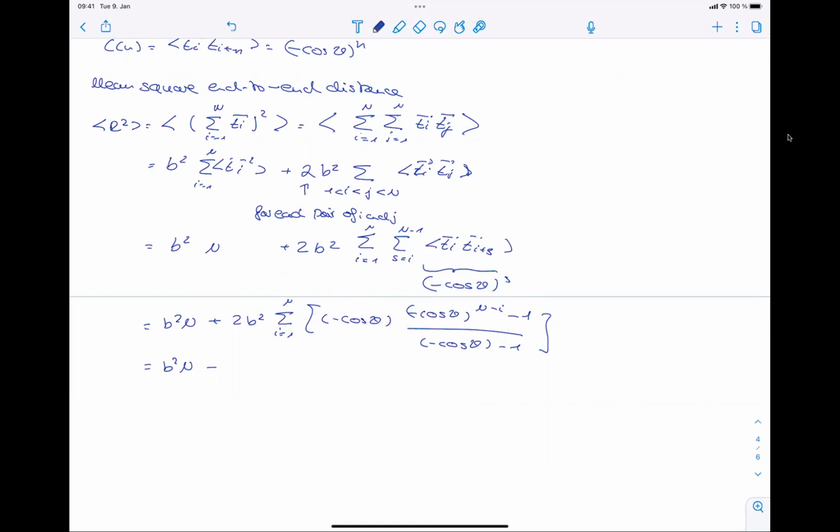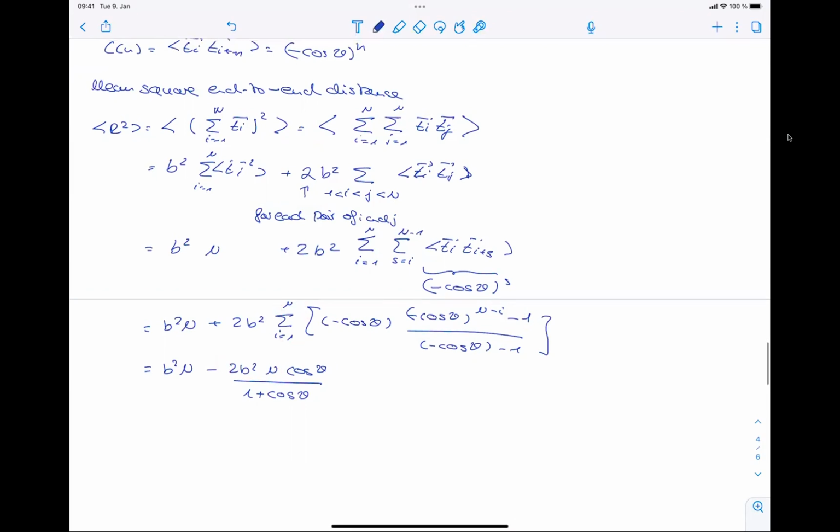That's then 2b squared n cos theta over 1 plus cos theta. So I summed up a few minuses. There's a minus here, there's a minus there, that makes a plus, and then there's a minus down here, that makes the minus. The sum makes the n, and then we're left with 2b squared and the remaining sum, which is again a geometric sum.